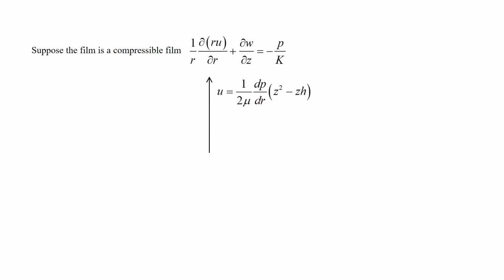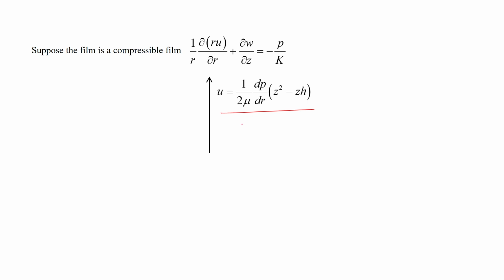So, here u is equal to this result that we can obtain from this dimensional analysis, by simplification and the integration. I have already done all that. Now, the only difference is that now the film is compressible, so the right hand side here is not 0. So, here I would like to solve this problem.